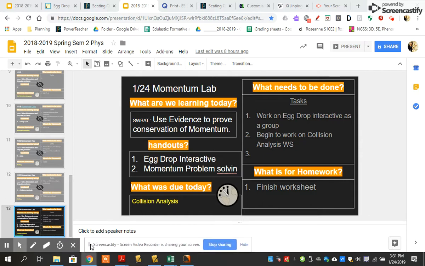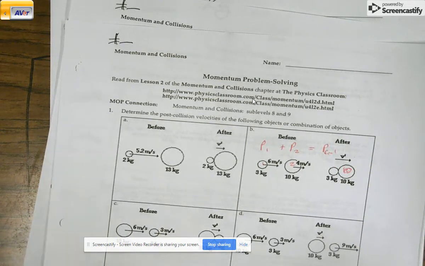All right, guys, so this is a help video to try to show you how to do the worksheet that we did today. So we did two things. We did the egg drop interactive, which is the questions, and then we did this momentum problem solving worksheet, right? Let me go ahead and show you a little bit about how we can do this.